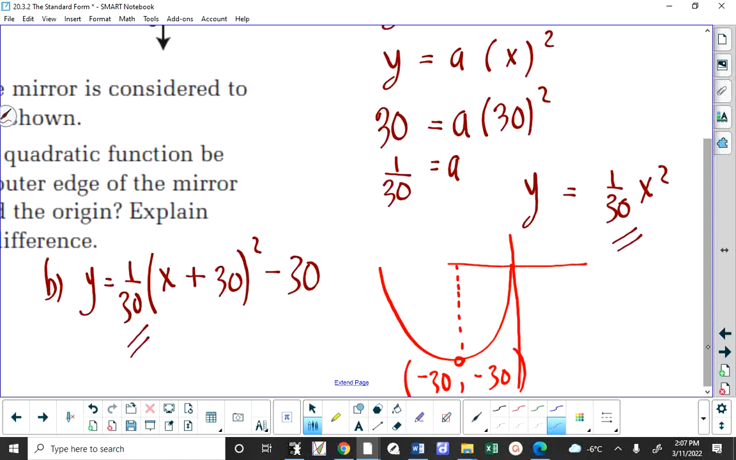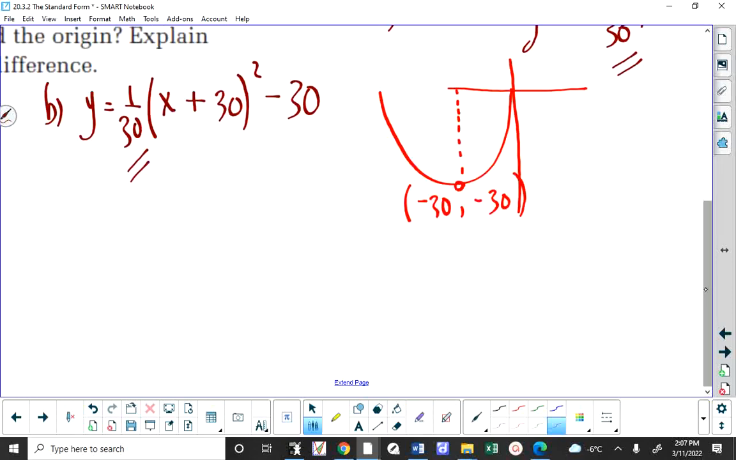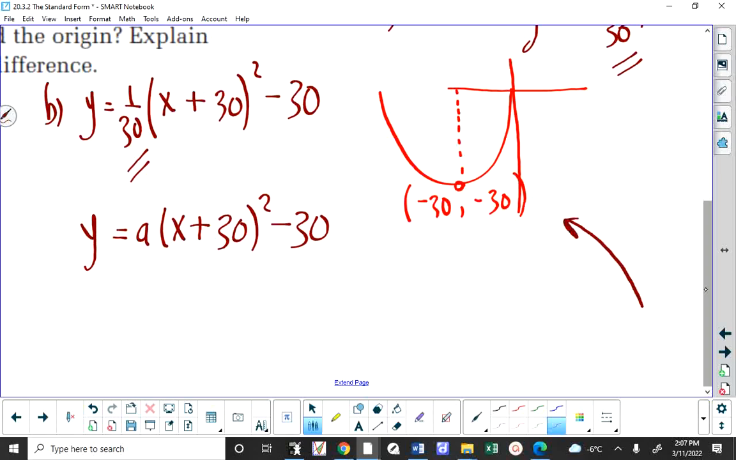Now, what if you didn't recognize that since the shape is determined by A, they have to have the same A? If you didn't realize that, then you would need to find a missing parameter, wouldn't you? And that would mean you would go to your graph and you would put in an ordered pair. We've learned you can't put in the vertex. But I can put in the origin here.